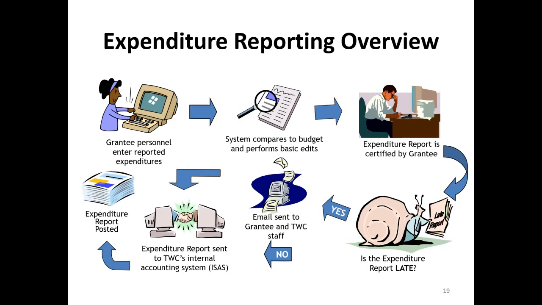Now, if the report's not certified timely, the system will generate email messages to each entity each day until the report is certified. Once these reports get certified and posted, they interface with our RAPS accounting system here at TWC. And so we use that information. We compile expenditure information to report to the federal awarding agencies.